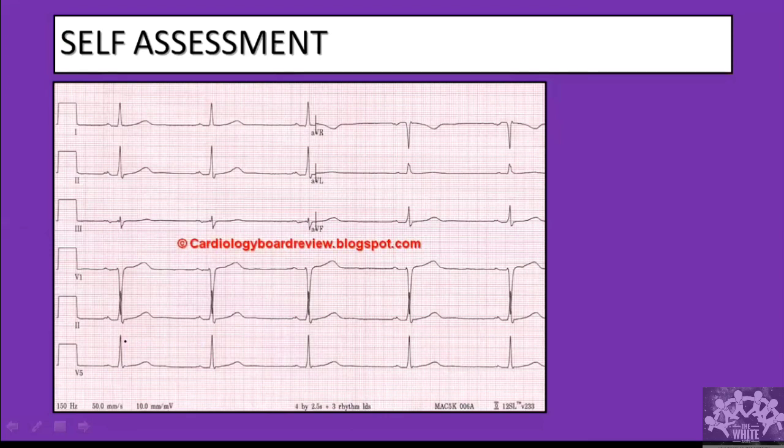So if I take 300 divided by the RR interval, 1, 2, 3, 4, 5, 6, 7, 8, 9, 10. So 300 divided by the RR interval. How much is the RR interval? Which was 10. So which means it is 30. So this is the heart rate.